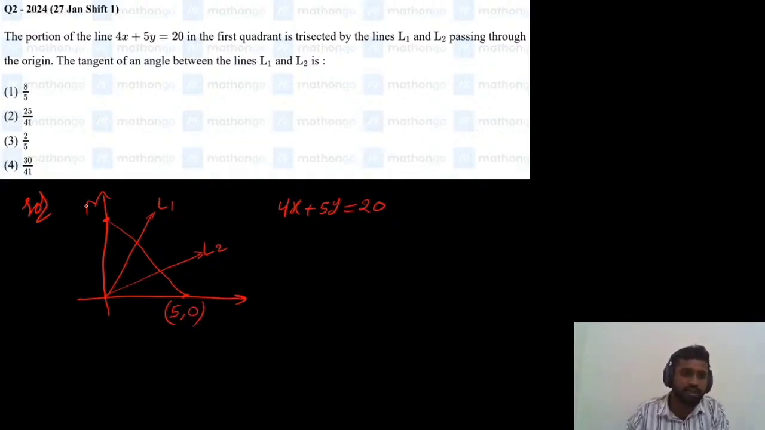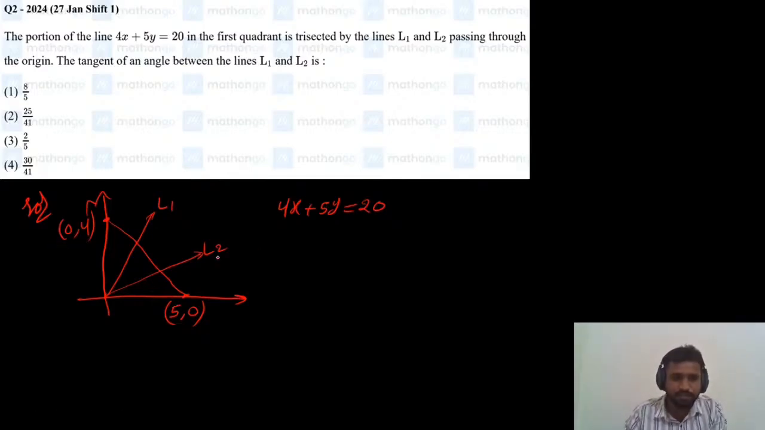On the y-axis, x will be 0. So if we put x as 0, the y value will be 4. So these are the points where the given line intersects the x-axis and y-axis: the x-axis at (5, 0) and the y-axis at (0, 4). Just substitute: on the x-axis y will be 0, on the y-axis x will be 0.